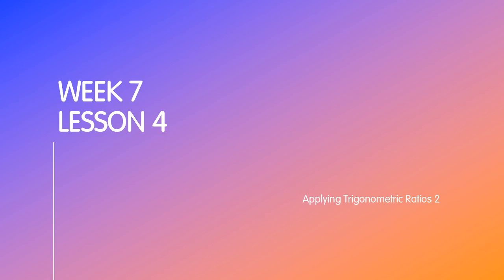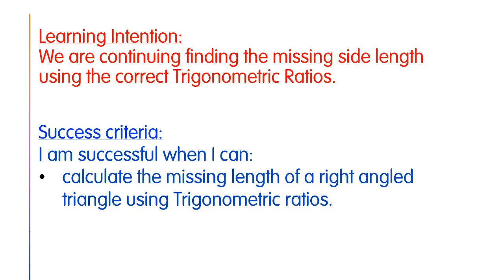So today is week 7 and lesson 4, which is applying trigonometric ratios number 2. We're looking at slightly more difficult questions. So today we are continuing finding the missing side lengths using the correct trigonometric ratios. And I am successful when I can calculate the missing side length of a right-angled triangle using trigonometric ratios.